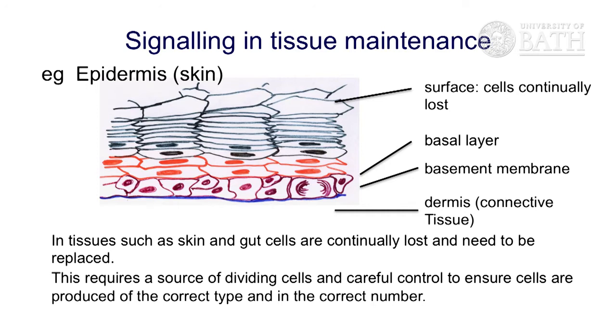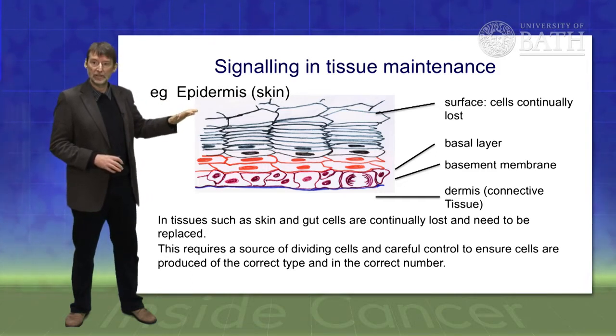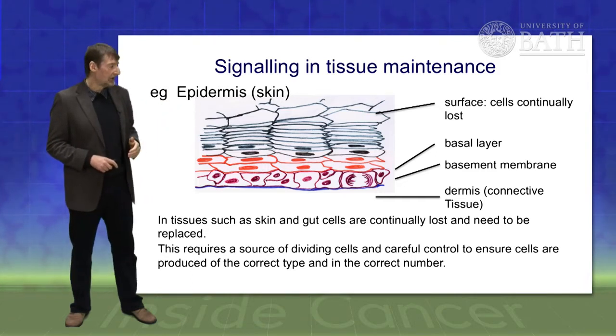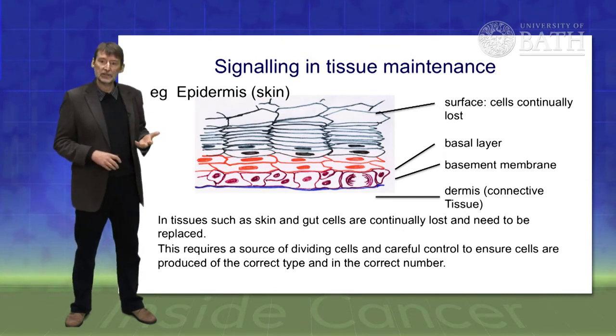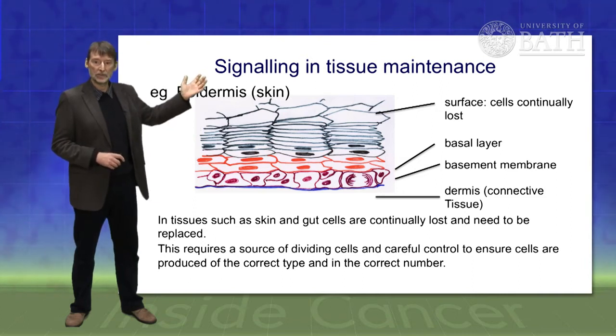So the cells specialize as they move up from the basal layer until they reach the surface, where they're flattened, they're full of a protein called keratin, and they form the waterproof layer that is the skin. So what is needed is tight control over this process of cell division so that there are sufficient cells made to replace those that are lost, but no more.